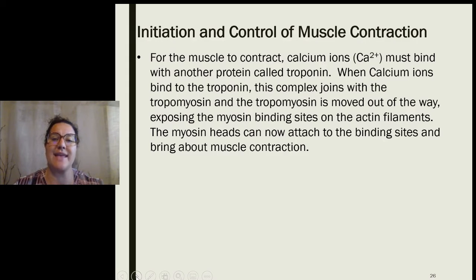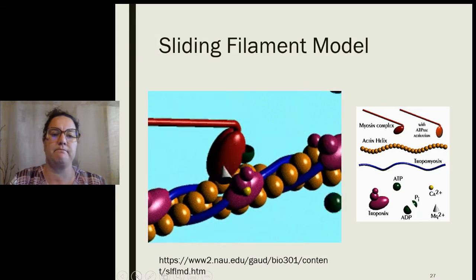For the muscles to contract, calcium ions must bind with another protein called troponin. When these calcium ions bind to the troponin, this complex joins with tropomyosin, and the tropomyosin is moved out of the way, exposing the myosin binding sites. So calcium must bind to another protein to expose the binding sites on the actin filaments. Without calcium, muscle contraction isn't possible.